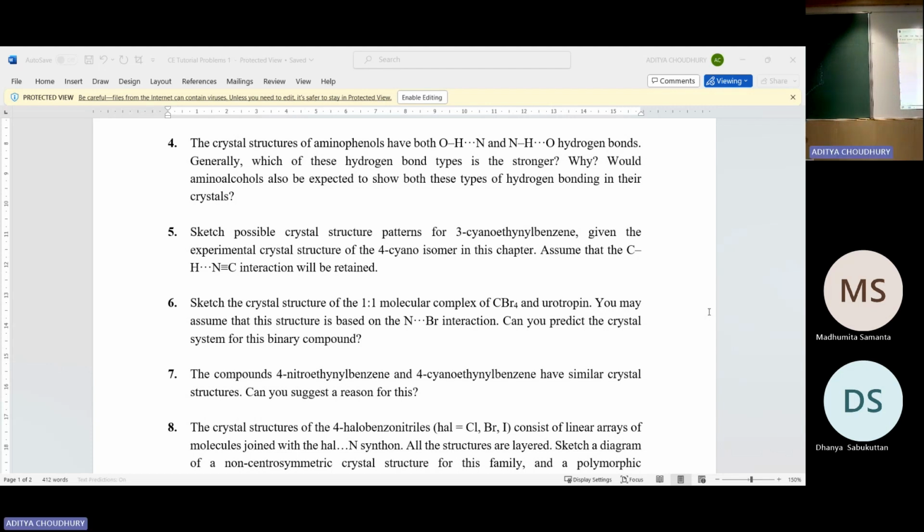The next one is question number 6. Sketch the crystal structure of the 1:1 molecular complex of CBr4 and urotropine. How many of you know the urotropine structure? C6H12N4. Okay. Structure.